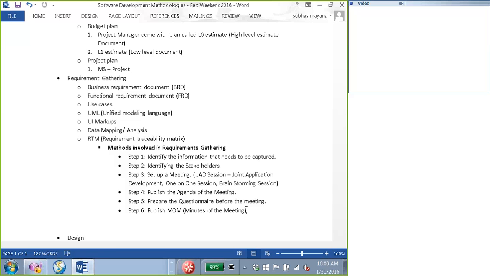This is a theory concept, but when we start discussing the use cases and other concepts, you will know exactly how to do it, and I'll give you all the directions on how to work on the assignment. In real time also, when you're documenting requirements, this is exactly what you have to do. These are the steps that you have to follow while gathering requirements.